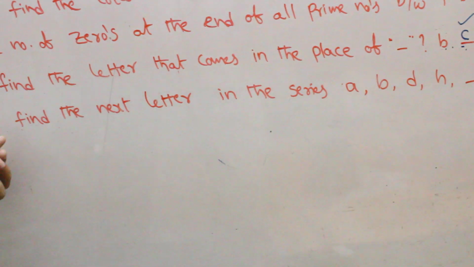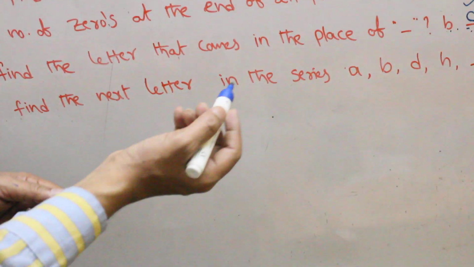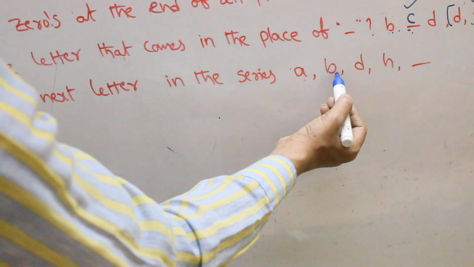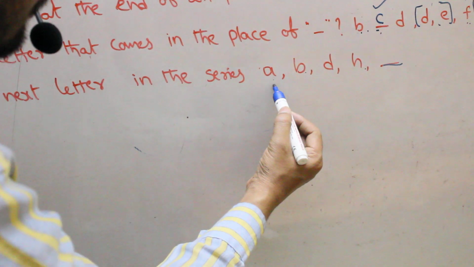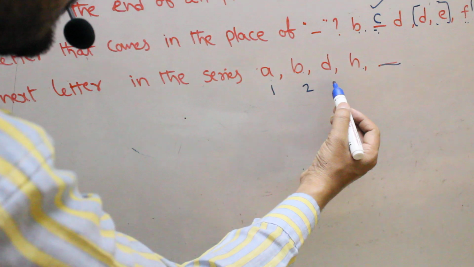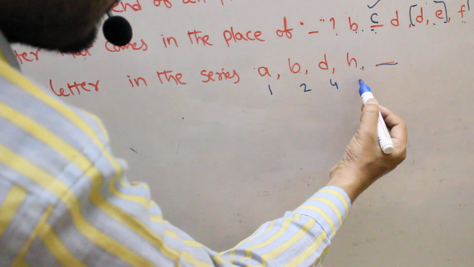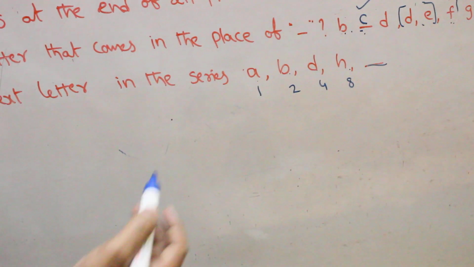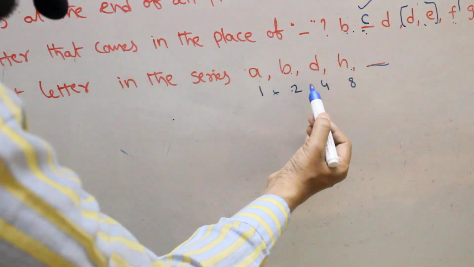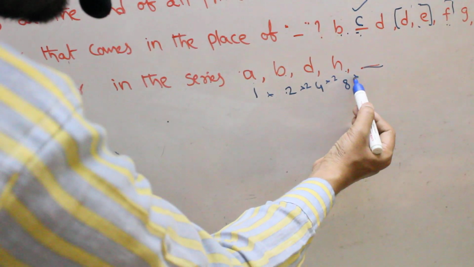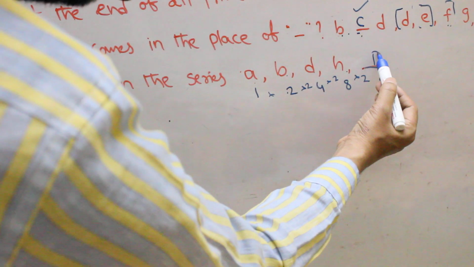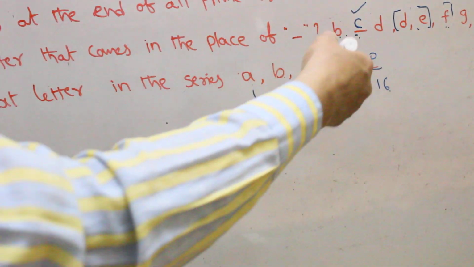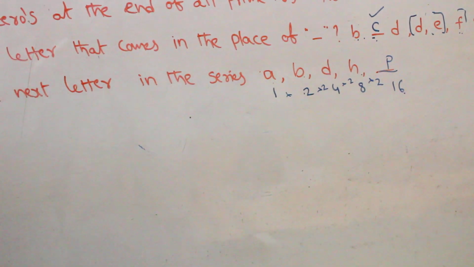Next question. Find the next letter in the series A, B, D, H, dash. First A indicates 1, B is 2, D is 4, H is 8. Just observe this one, doubling: into 2, into 2, into 2, like this. The 16th letter, what is the 16th letter? It is P. This is the doubling series.